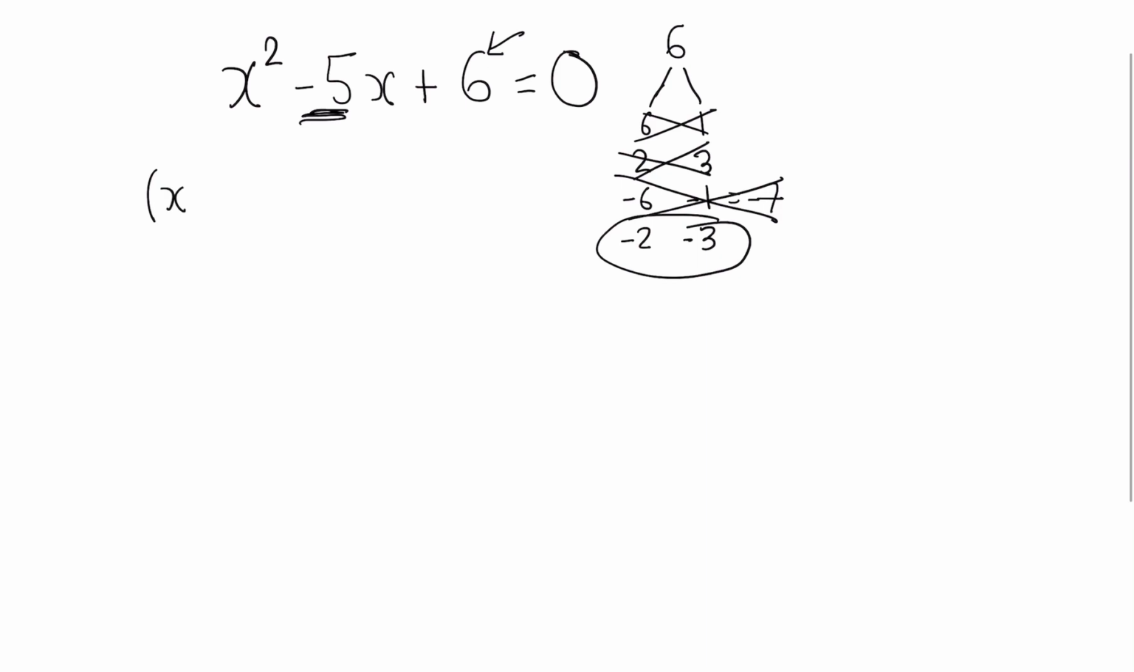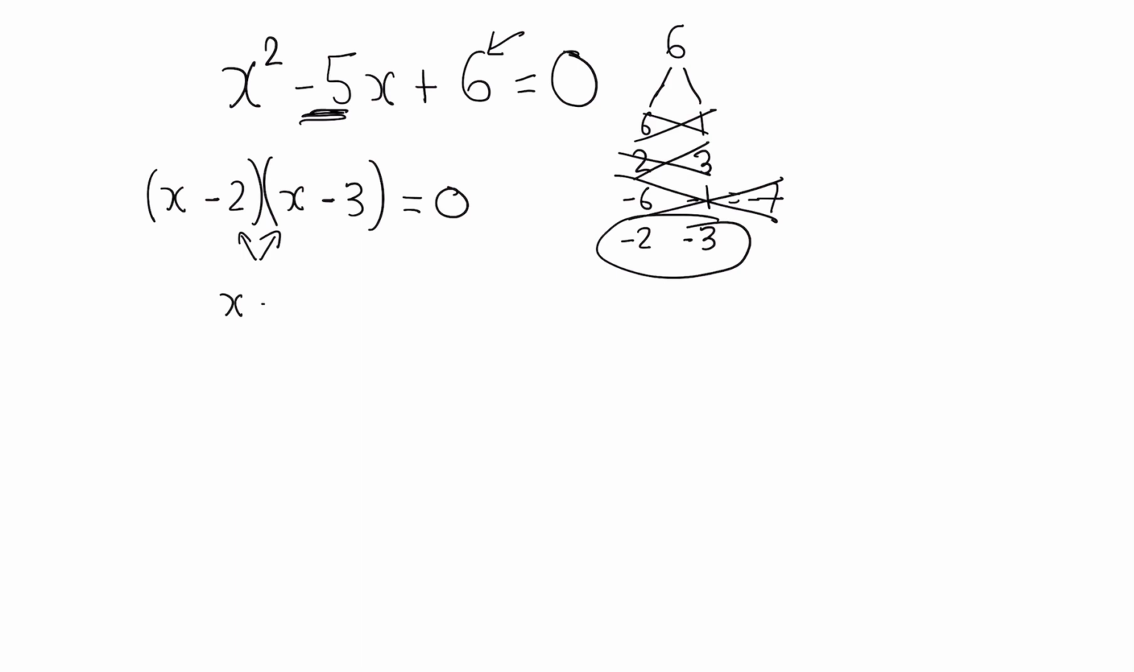Then you write x, and then put that number, then another bracket, x, and then your second number. And that is equal to 0. We have two things multiplied by each other. To get it equal to 0, one of them must be equal to 0.